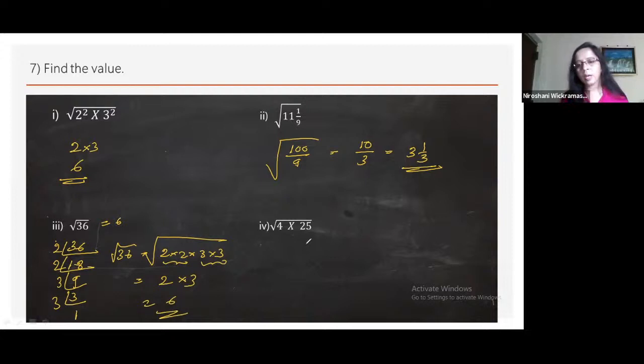Now let's find the square root of this one. 4 times 25. Square root of 4 is 2. Square root of 25 is 5. 2 times 5, 10. 10 is the square root here.